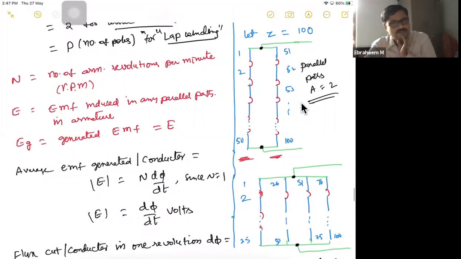Mostly two types of windings are used in DC generators. The first winding is the wave type winding. The second winding is the lap type winding.